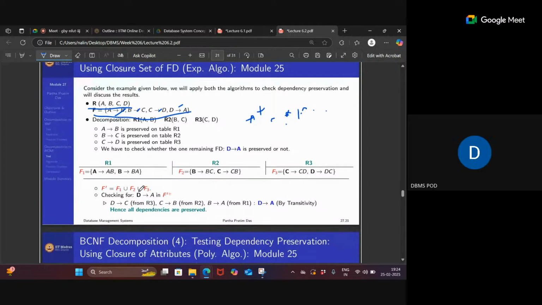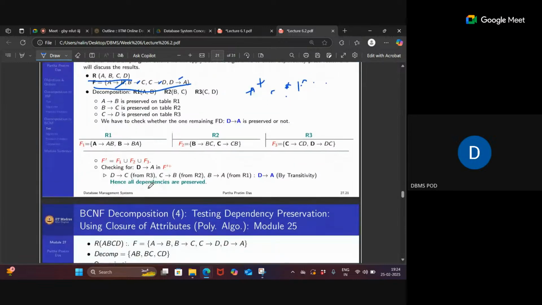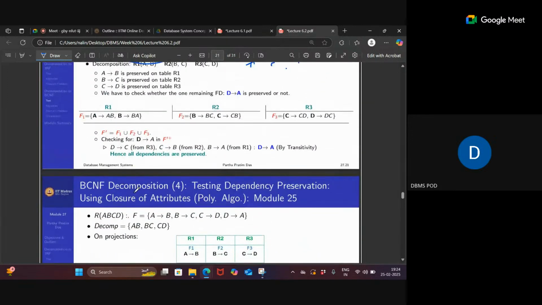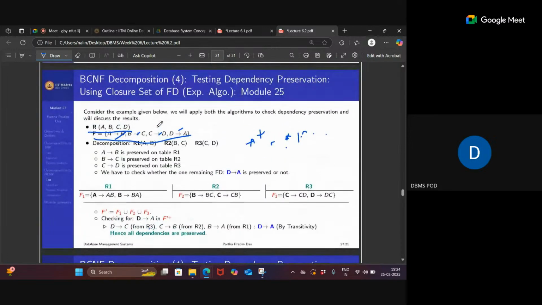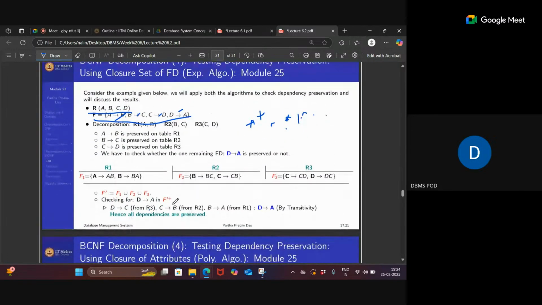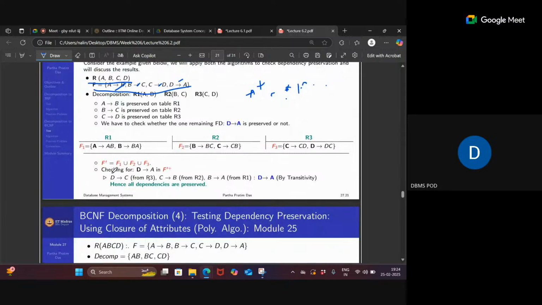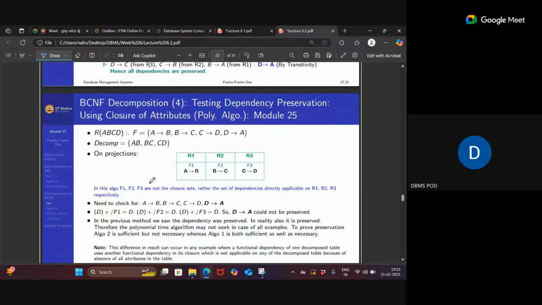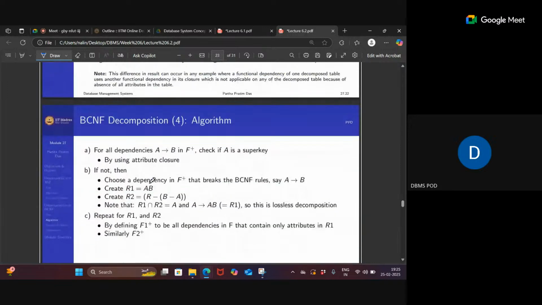But let us see. Here, after decomposing, it is decomposed into AB, BC and CD, and we see whether the dependencies are preserved or not. This is just to check whether the BCNF decomposition is preserving dependencies or not. We have already seen this in last week's examples. It is the same example, to check whether the decomposition is dependency preserving or not.